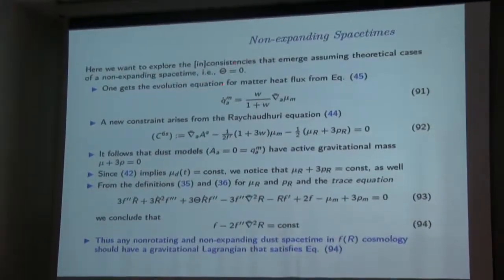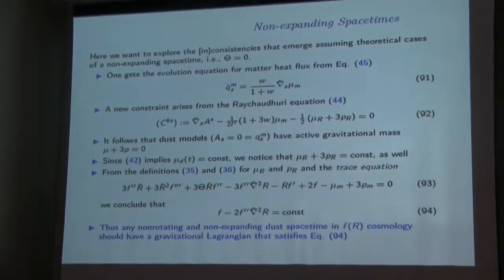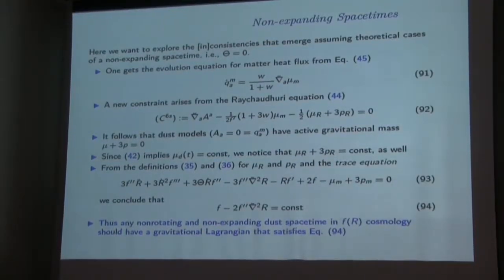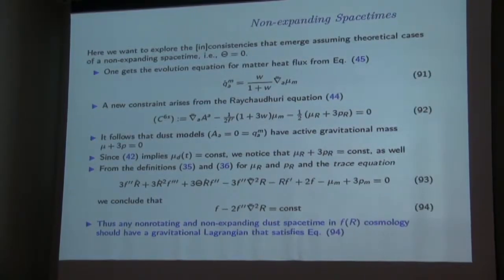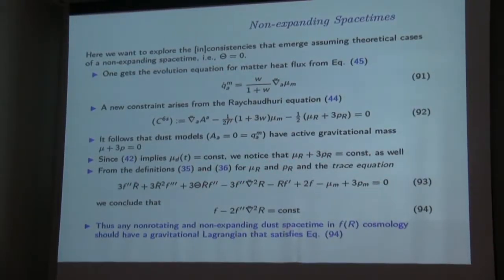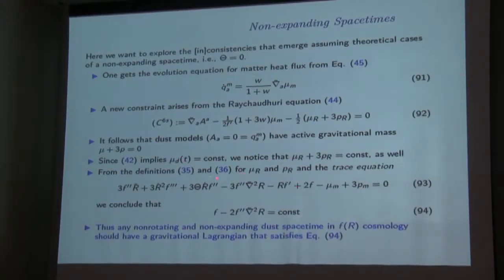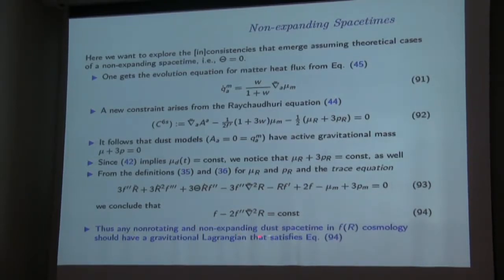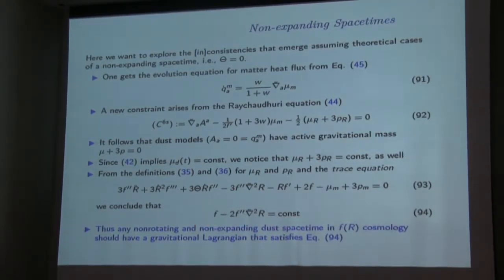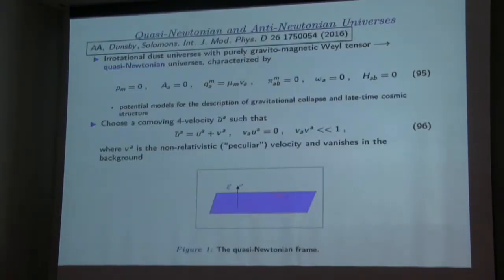Another interesting part one can look at is what kind of non-expanding spacetimes exist in f(R) gravity. Just for theoretical purposes, doing a similar consistency analysis, one actually gets that only models of f(R) that satisfy this equation can be viable for non-expanding models.